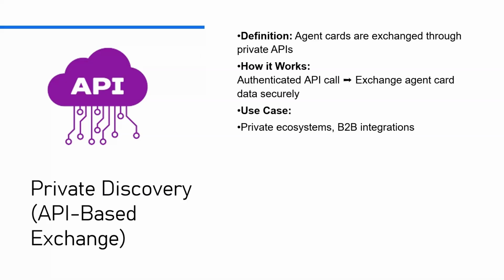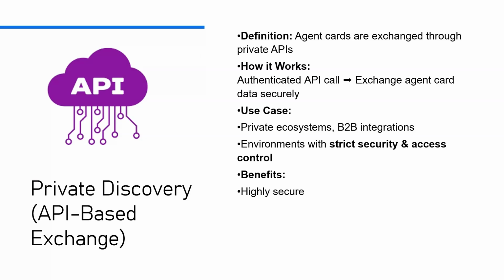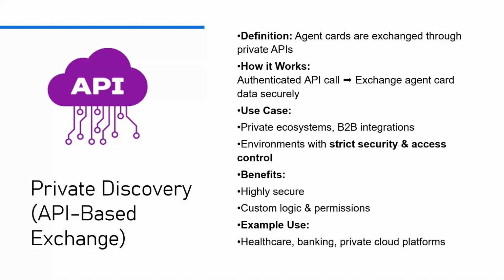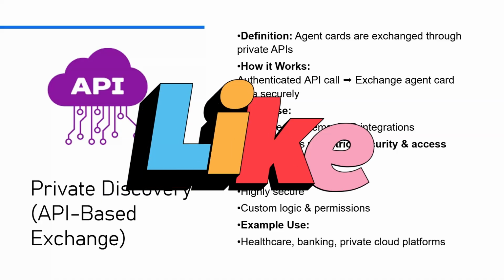Use cases: it can be used in private ecosystems, business-to-business integrations, and environments with strict security and access control. Benefits are that it's highly secure. We can use API gateways for quick implementation of this. Since we can use API gateways, we can implement custom logic and permissions. Example use cases are highly secured environments like healthcare, banking, and private cloud platforms.